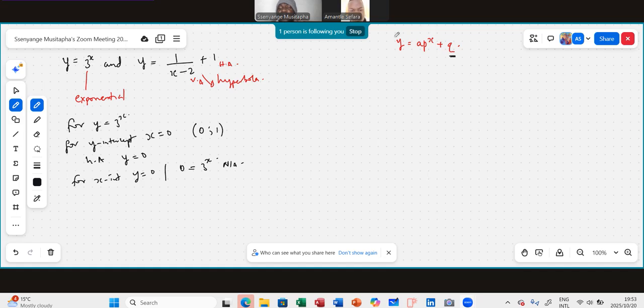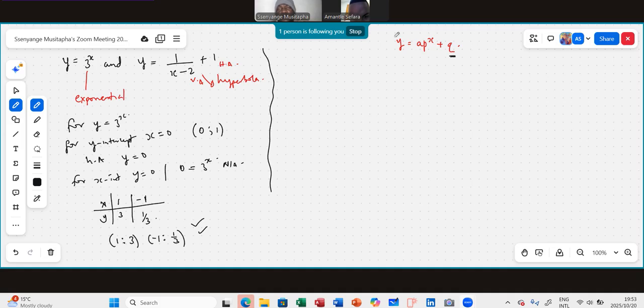But we can find points. When we put in 1 for x, we shall get y as 3. And if we put in negative 1, we shall get y as 1 over 3. So we have these points, which are the points where the graph is going to pass.